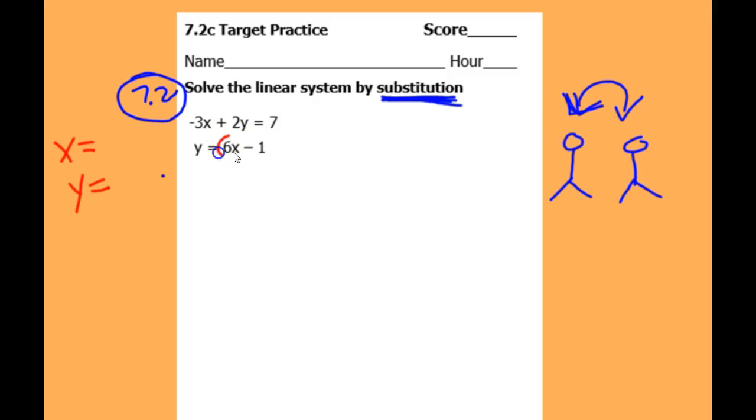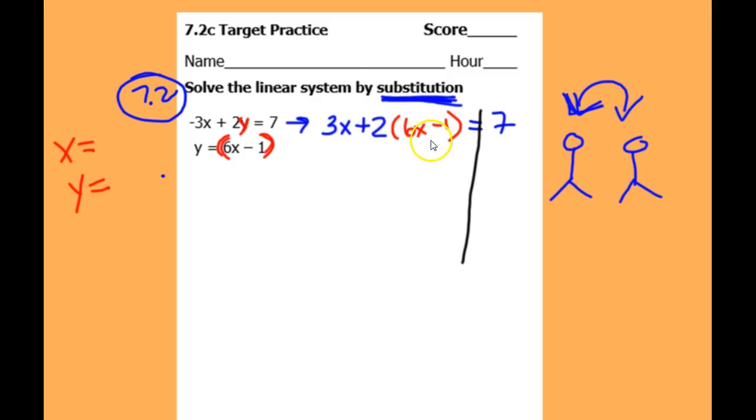This one has y by itself, so we know y is really the same as 6x minus 1. So any time I see a y in the other equation, I'm going to write instead 6x minus 1. So I'm going to rewrite this top equation because that's the equation we have that's not solved for y. And it says 3x plus 2y, but y is really 6x minus 1. And it's all equal to 7. So now we just need to solve this because the only letter we have left is x.